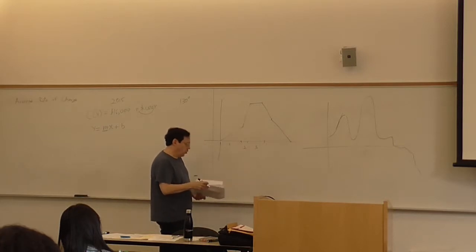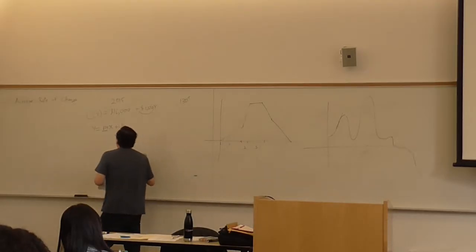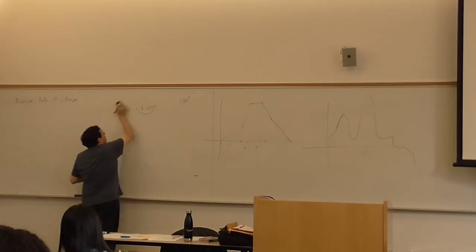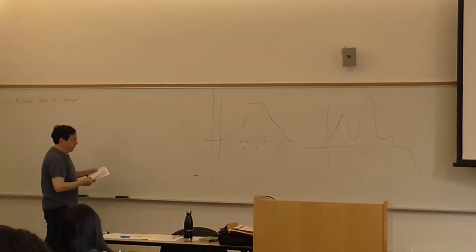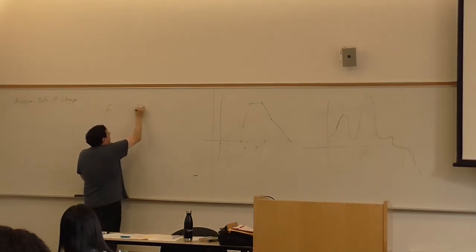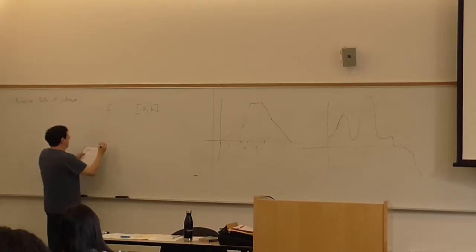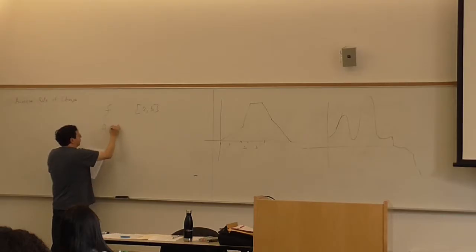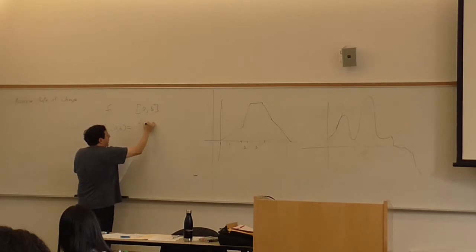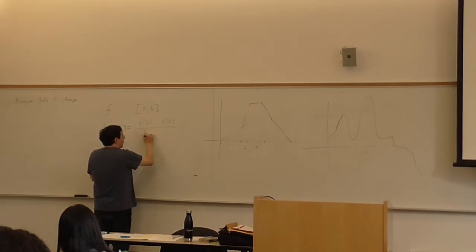So for now, we're going to be satisfied with what we'll call the average rate of change, for which we have a formula. So if we have a function f on an interval a, b, the average rate of change on that interval a, b is going to be f of b minus f of a over b minus a.